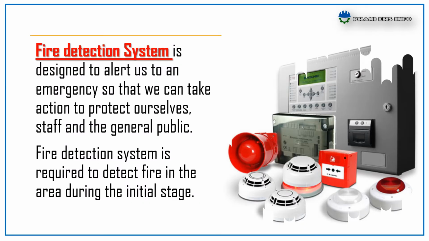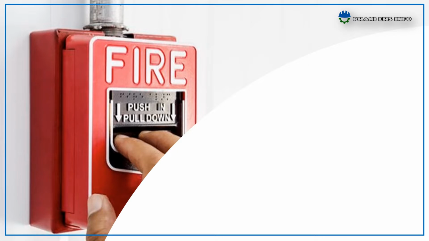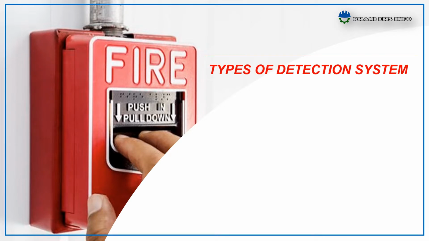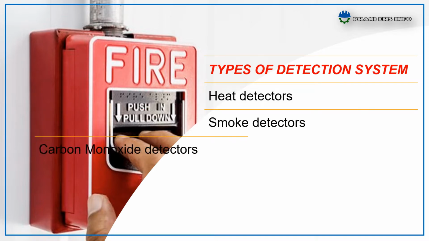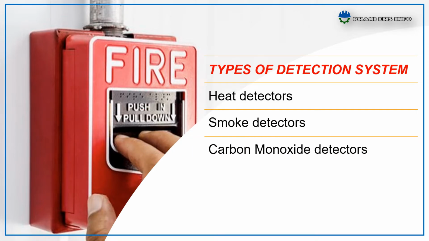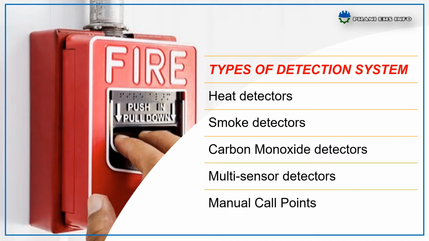Next one, fire detection. The fire detection system is designed to alert us to an emergency so that we can take action to protect ourselves, staff and the general public. A fire detection system is required to detect fire in the area during the initial stage. Based on the requirement and function, fire detection systems are basically of several types: heat detectors, smoke detectors, carbon monoxide detectors, multisensor detectors, manual call points.